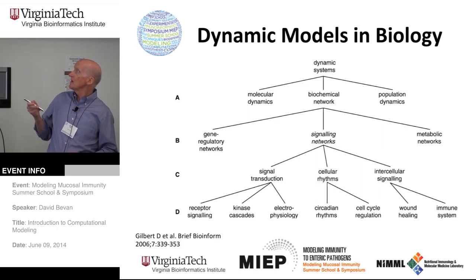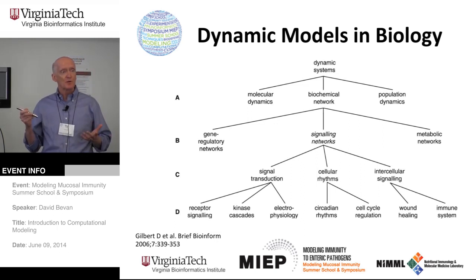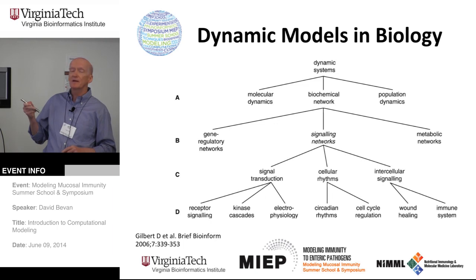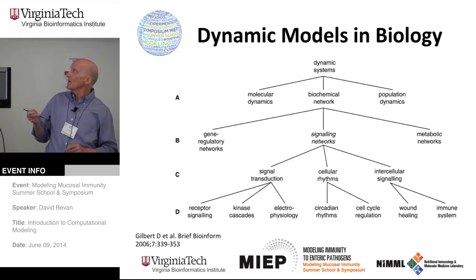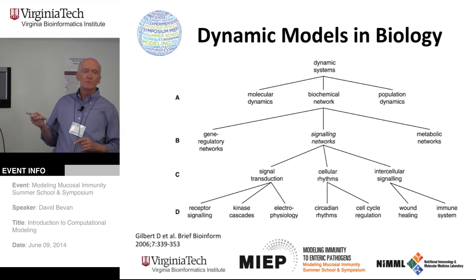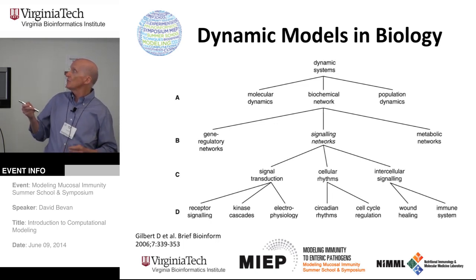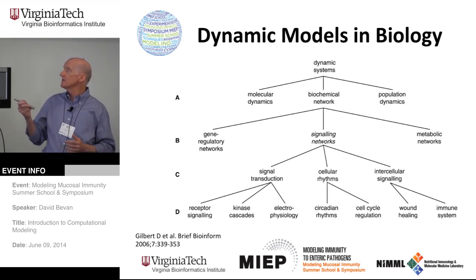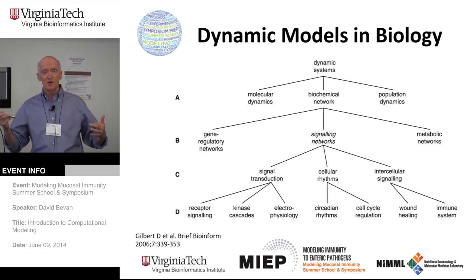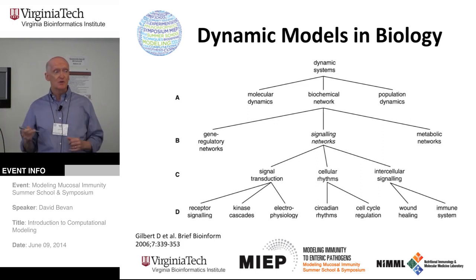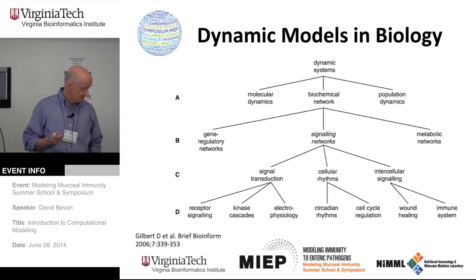But here, and also with metabolic networks, that was where some early work was done. And I'll talk a little bit about that today, just to put things in perspective. Signaling networks, various kinds of those. And then we've got the immune system on here as one example that involves cellular signaling. So you can see that there are a lot of different types of dynamic models. The focus here is computational immunology. And you can see that it can be applied in a number of different ways.